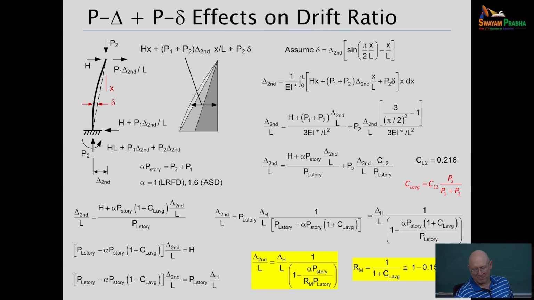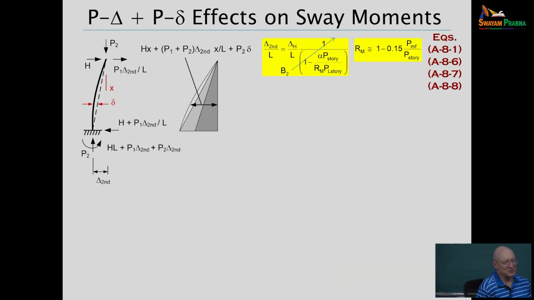So that's the final form that we end up with in Appendix 8 of the AISC standard. And so this term that I'm writing here as 1 over 1 minus alpha P story divided by RM divided by PL story, that's basically what AISC refers to as B2, the side sway amplifier.